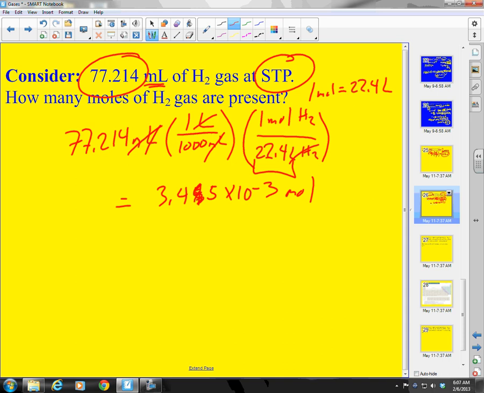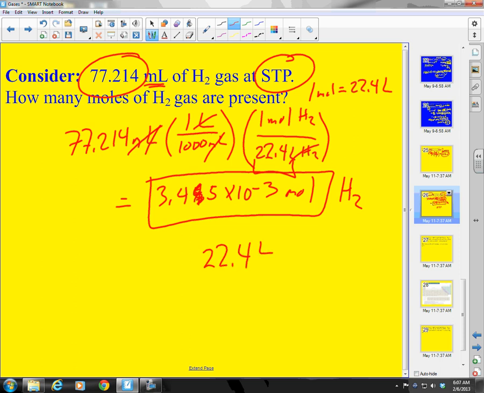77.214 divided by 1,000. Okay, that's cool. Divided by 22.4, and that's cool. Yep, that looks right to me. My units cancel. I'm left with 3.45 times 10 to the minus third moles of H2 gas. That's all there is with molar volume. Remember, molar volume, I have 22.4 liters per mole if it is at STP, where STP is 0 degrees Celsius and 1 atmosphere. Good. Moving on.